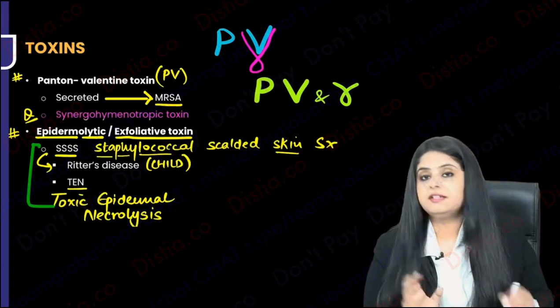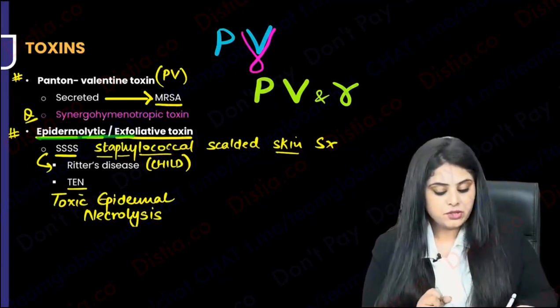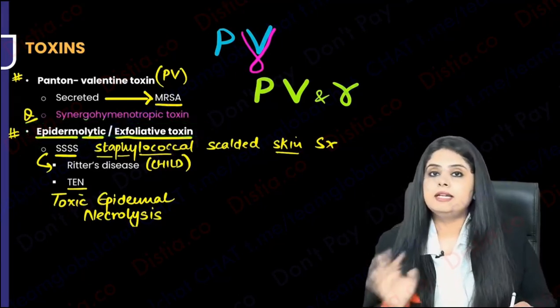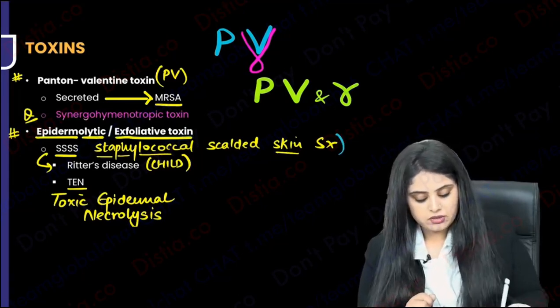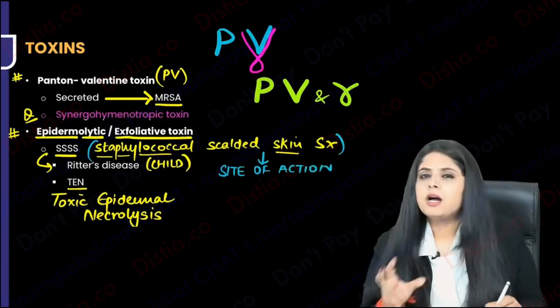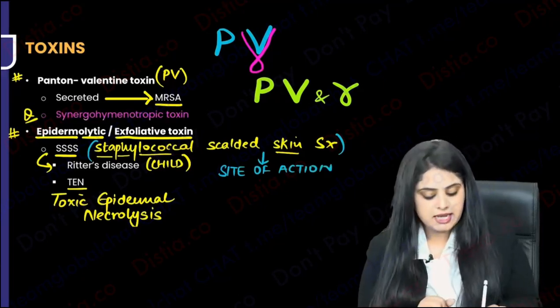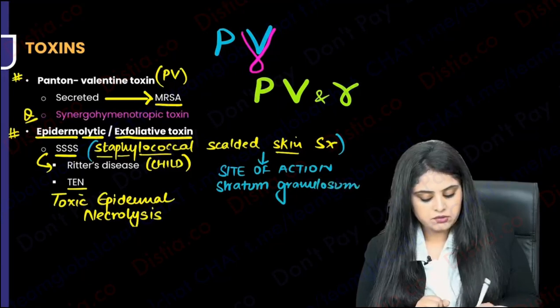So whichever skin-related problem they ask, SSSS, Ritter's, TEN, that is going to be by which toxin? Epidermolytic toxin. Now one more question that you get in dermatology. In staphylococcal scalded skin syndrome, what is the site of action for the mechanism? Which part of the skin does Staphylococcus go and attack? It is going to attack the stratum granulosum. And which antigen in the stratum granulosum? It is going to be desmoglein 1. The first one is going to be attacked.